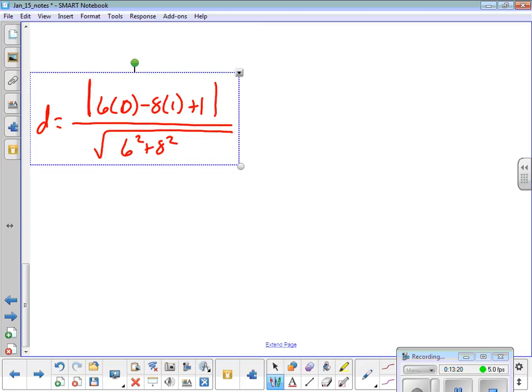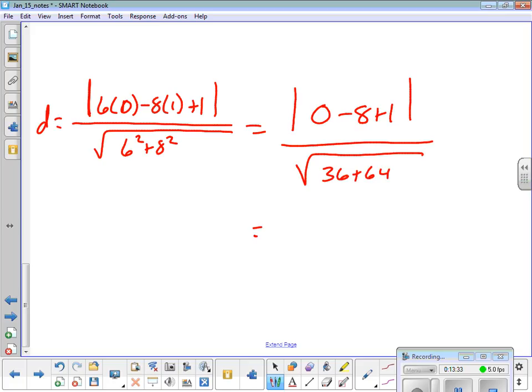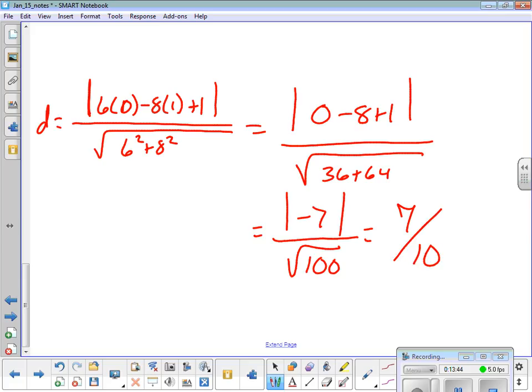Okay, so absolute value of 0 minus 8 plus 1 all over the square root of 36 plus 64, which gives me a -7 inside my absolute value and a 100 inside my square root, which gives me a 7 coming out of my absolute value and a 10 in my denominator. So the distance between our two parallel lines is 7/10.